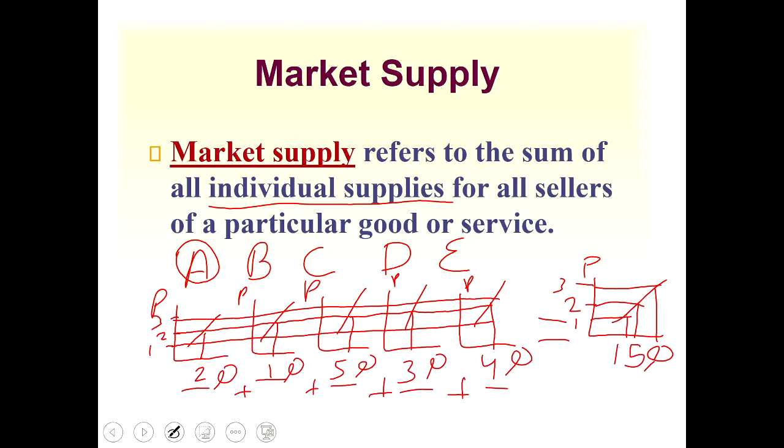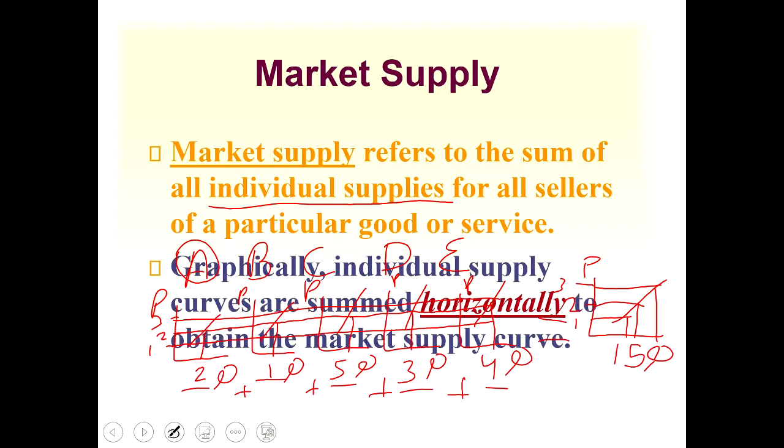So this simply means that graphically, individual supply curves are summed horizontally to obtain the market supply curve. I've written this statement above, but I hope you can see it. So this is what we have done. We have added individual supply curves horizontally to get the market supply curve.